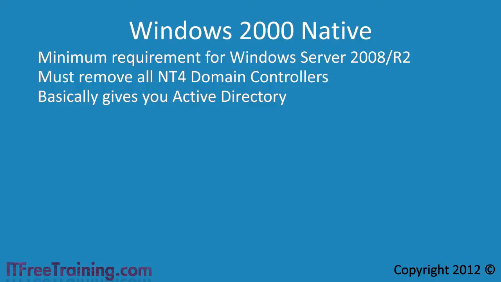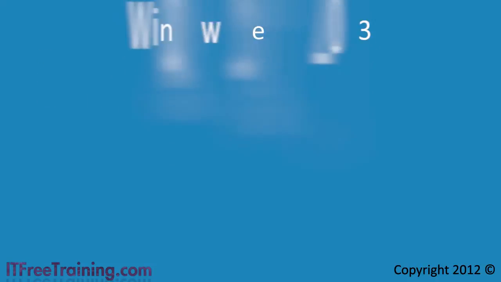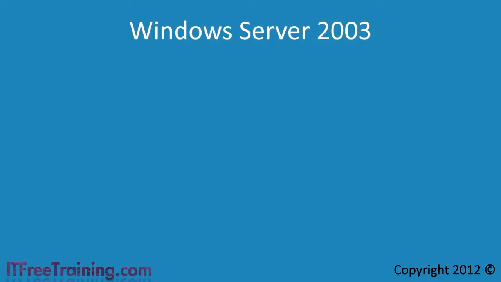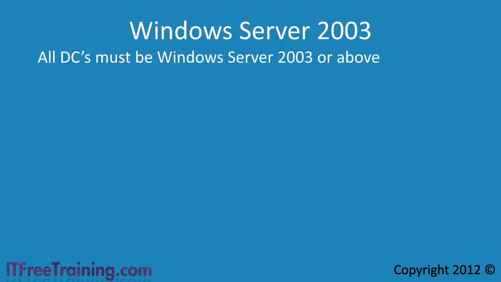The next domain functional level is Windows Server 2003. When your domain is at this domain functional level, all the domain controllers in your domain must be Windows Server 2003 or above. If you attempt to add a lower level domain controller, such as Windows Server 2000, later on, the operation will fail. With the Windows Server 2003 domain functional level, you do get some new features.